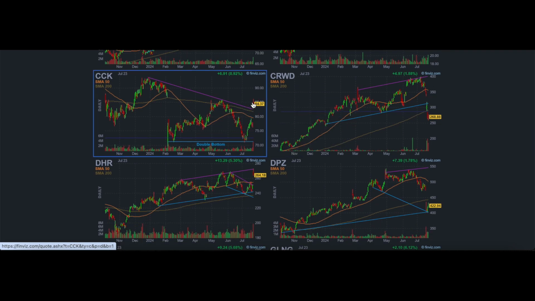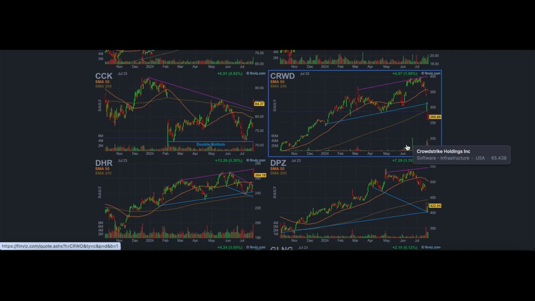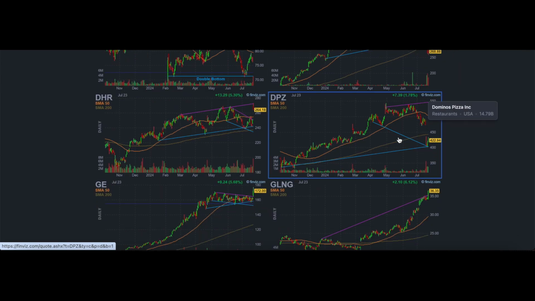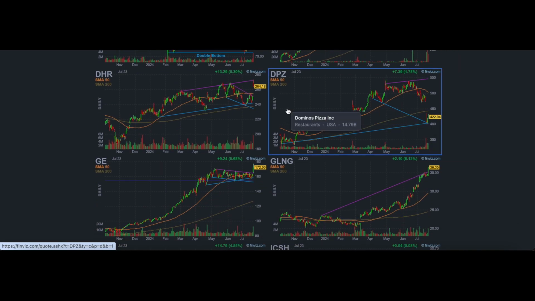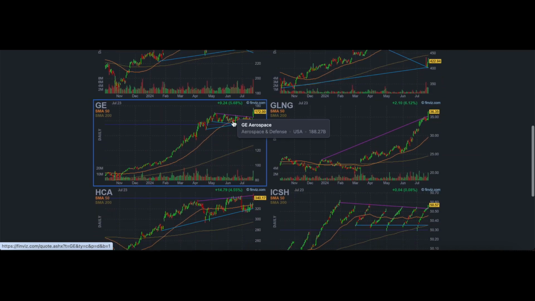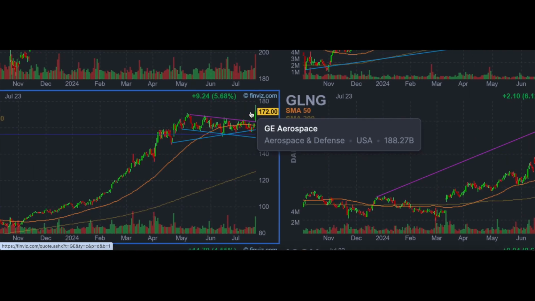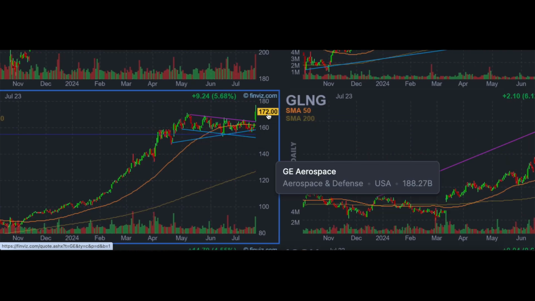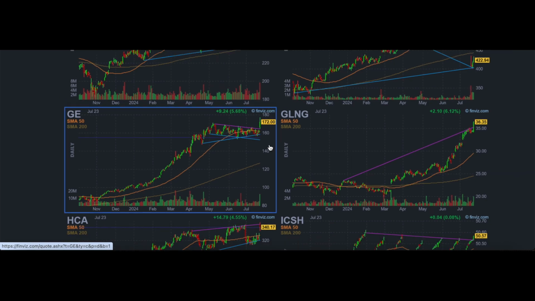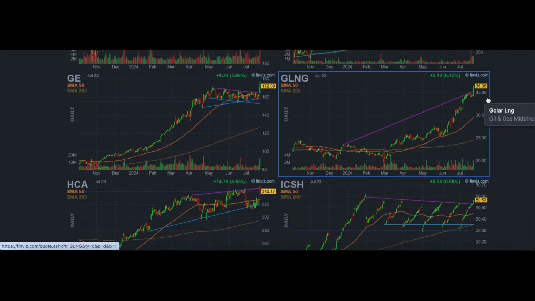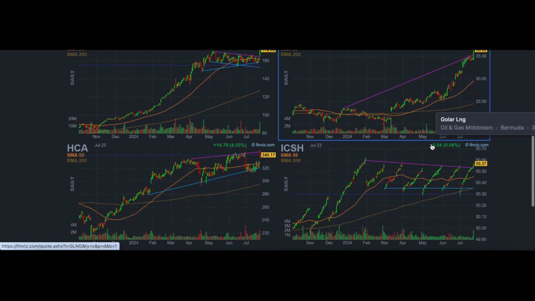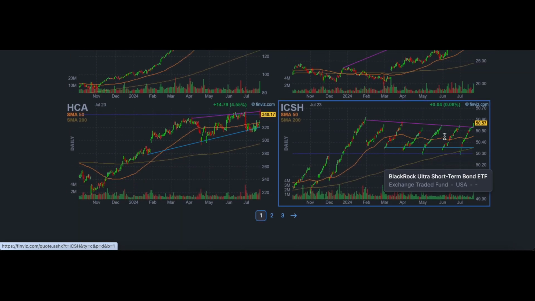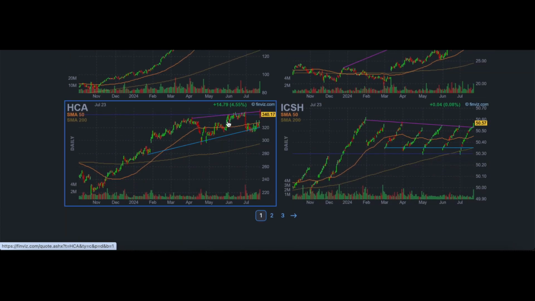CCK looks okay. CrowdStrike, nope, that's a downtrend. DPC, downtrend. This is too choppy. GE looks good. It's been forming a flag, and then it finally broke out today, so that's a very, very good name. GLNG, this name has been in a very strong uptrend and broke out today, so that's a very, very good name. This is an avoid. This is an avoid. Both are choppy.